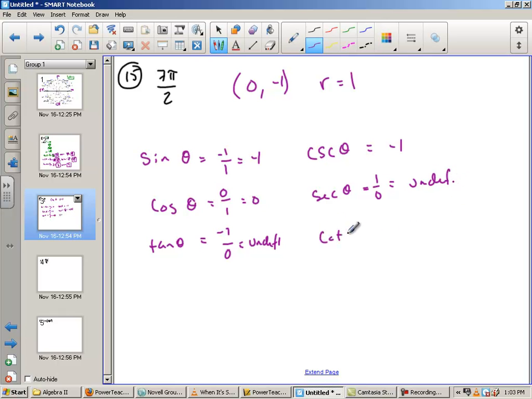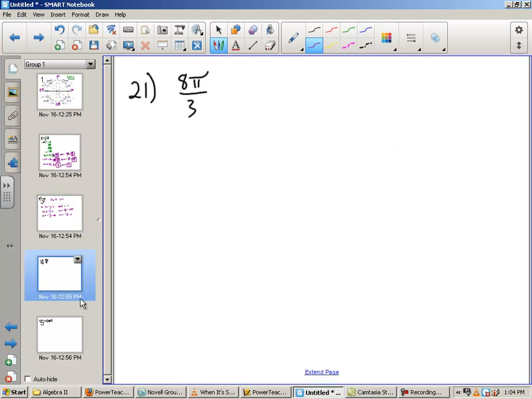And then when I do cotangent of theta, I will get 0 over negative 1, which equals 0. You'll notice that whenever I get 0, its partner is undefined, or when I get undefined, its partner is 0. That's it. With these ordered pairs, it's much, much easier to work.